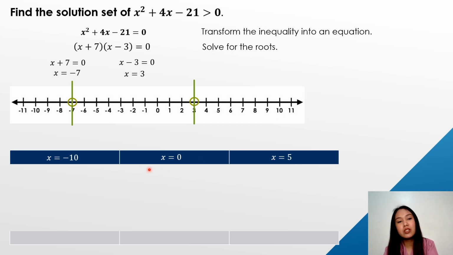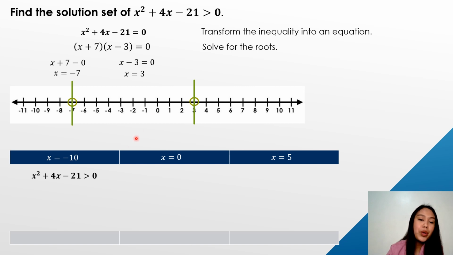Now, you're going to test these points, or values of x, against the original given, which is x squared plus 4x minus 21. What you're going to do is simply substitute the value of x you have chosen in the original expression. Like this, x becomes negative 10, as you can see here. So we'll have negative 10 squared plus 4 times negative 10 minus 21.